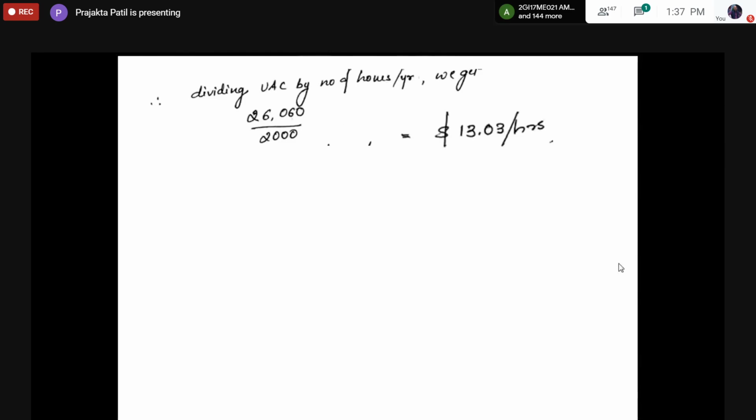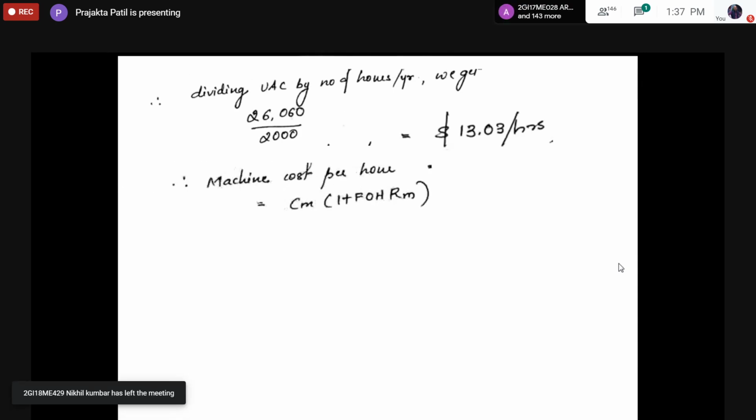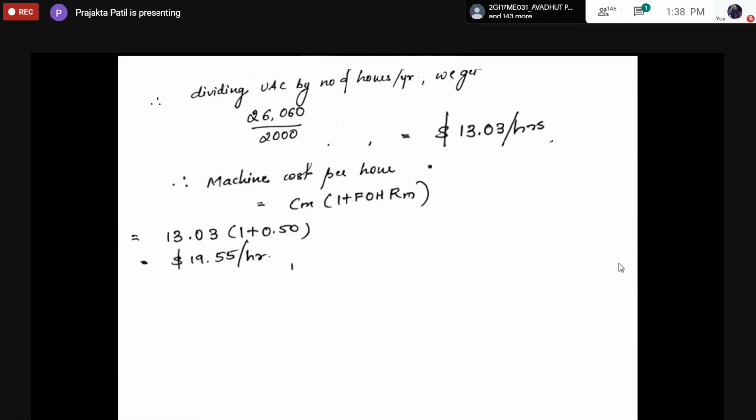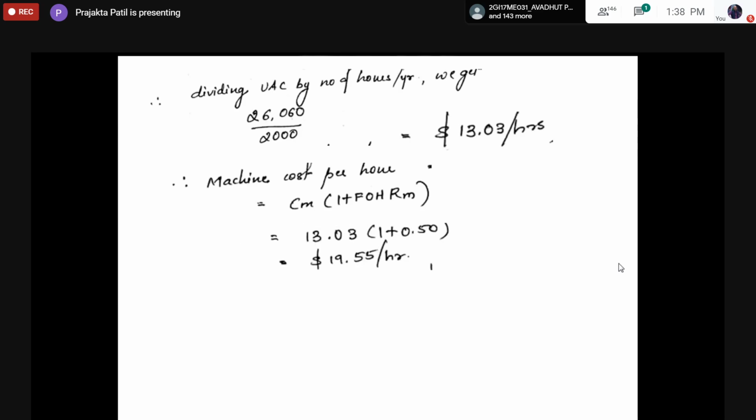The labor cost or the labor rate is already given, that is $10 per hour. And now we have found the machine cost or the machine rate. So the machine cost per hour will be, if you want, you can calculate them separately and then add, or you can put it all together in the final equation and get the solution.